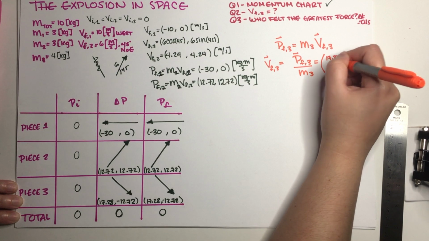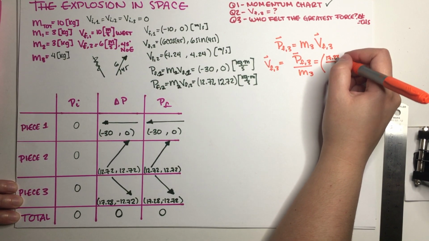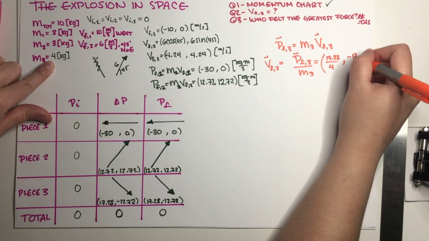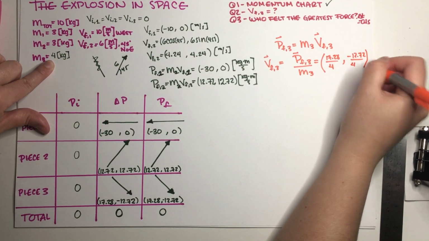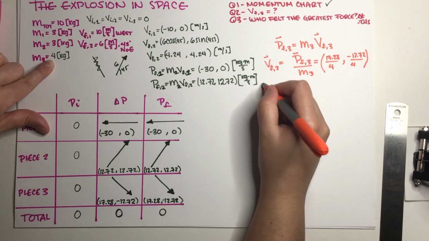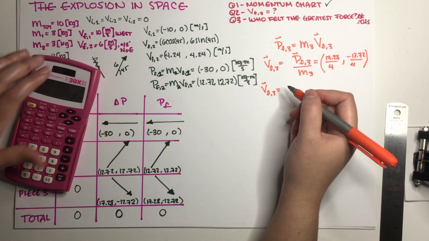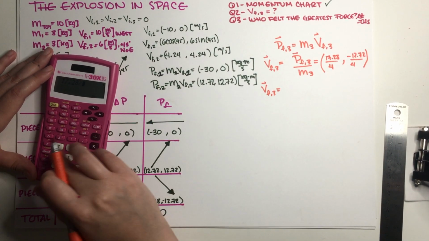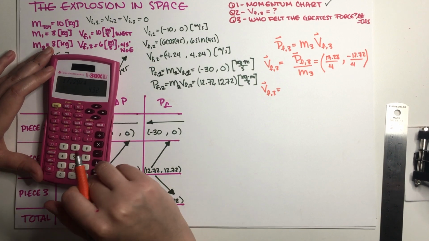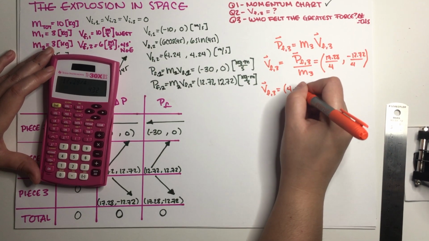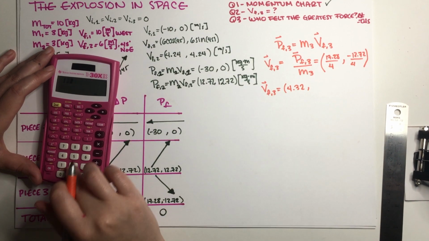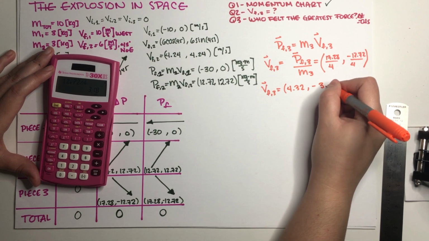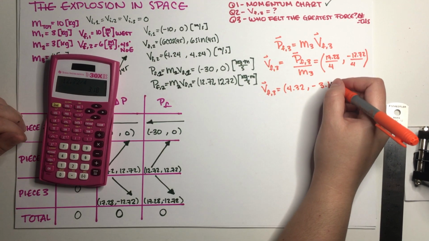So this is just going to be 17.28 divided by, what's the mass of 3? Oh, it's 4 kilograms, here it is. And negative 12.72 divided by 4. So v final for 3 is going to be equal to 17.28 divided by 4, that is going to be 4.32, and 12.72 divided by 4, that is going to be equal to negative 3.18.